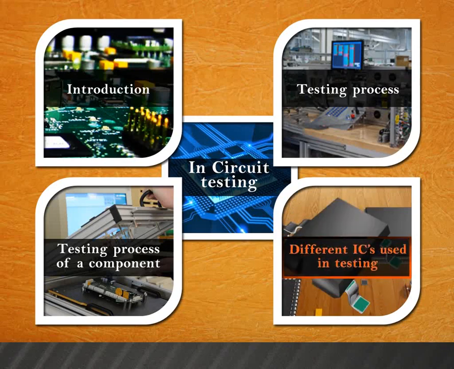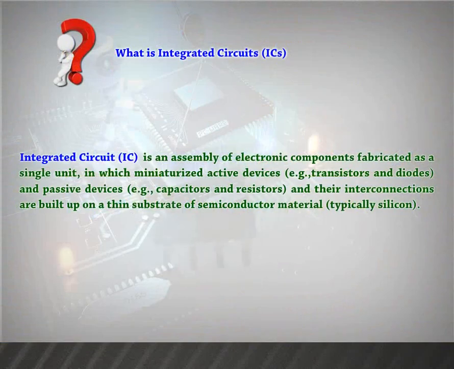Different ICs used in testing. What are integrated circuits, that is ICs? An integrated circuit, that is IC, is an assembly of electronic components fabricated as a single unit in which miniaturized active devices, for example, transistors and diodes, and passive devices, for example, capacitors and resistors, and their interconnections are built up on a thin substrate of semiconductor material, typically silicon.